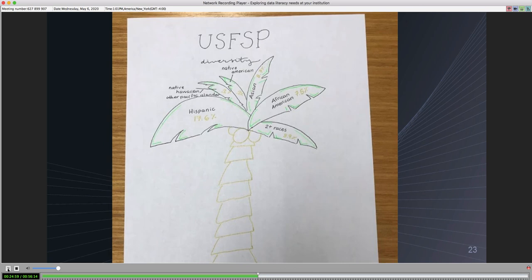So what I did for my activity is I talked to the students about the fact that data literacy or data visualizations really depend on who your audience is, and they don't have to just be bar charts. And I gave them different sets of data. For a lot of them, they were able to use the USF fact book, so I had data already there for them. This is an example of one of the students' activities.